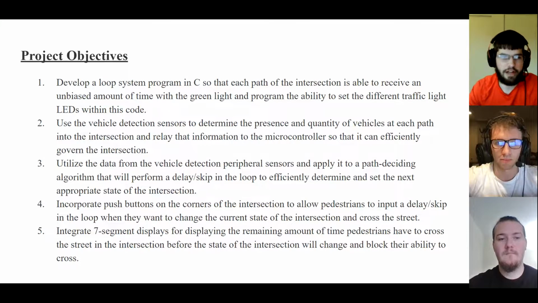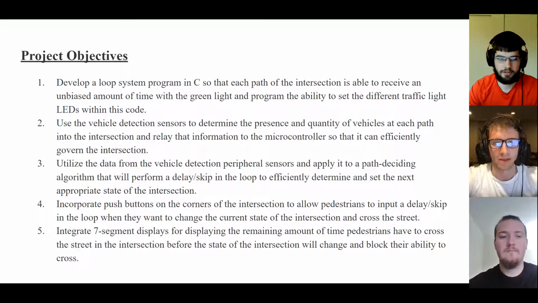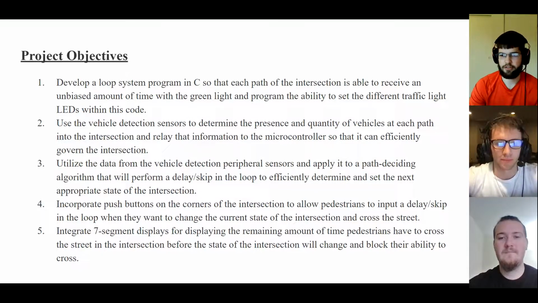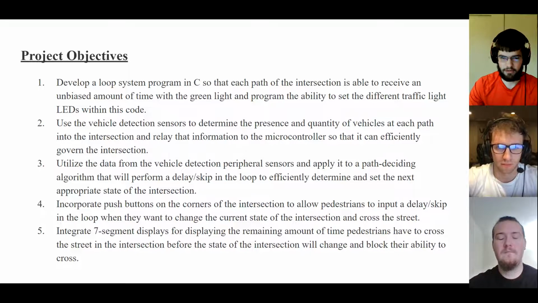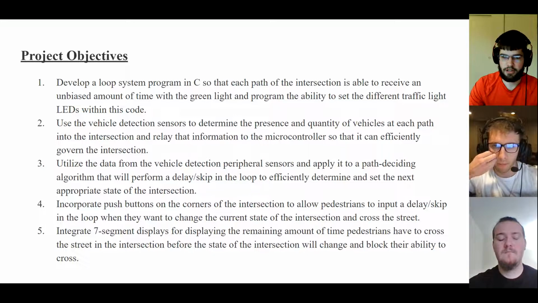For our project, we have 5 main objectives. Our first objective is to develop a loop system in C so that each path of our intersection is able to receive an unbiased amount of time, and program the ability to set different traffic light LEDs within this. Our second objective is to use vehicle detection sensors to determine whether there are any cars and how many there are at each path in the intersection, and then relay that to the microcontroller so it can efficiently govern the intersection.